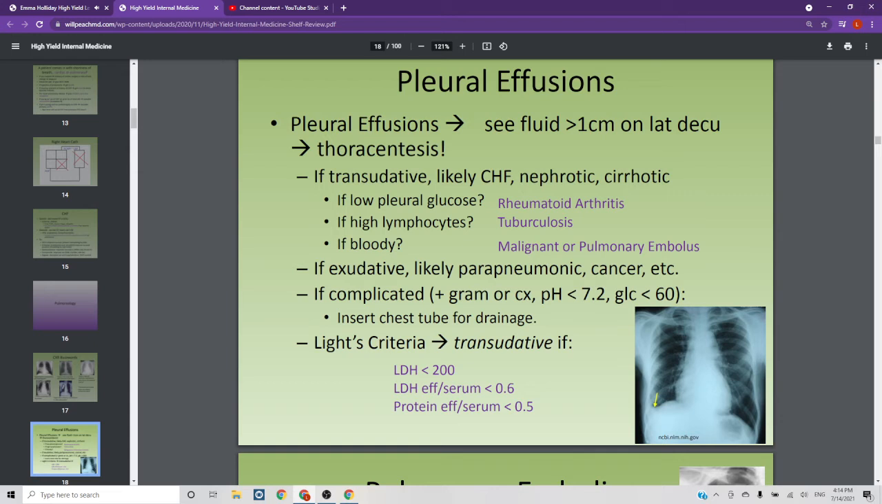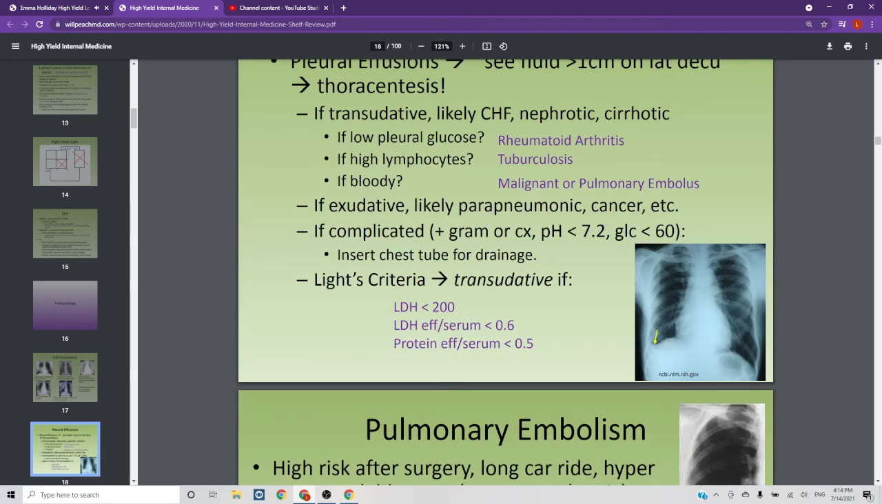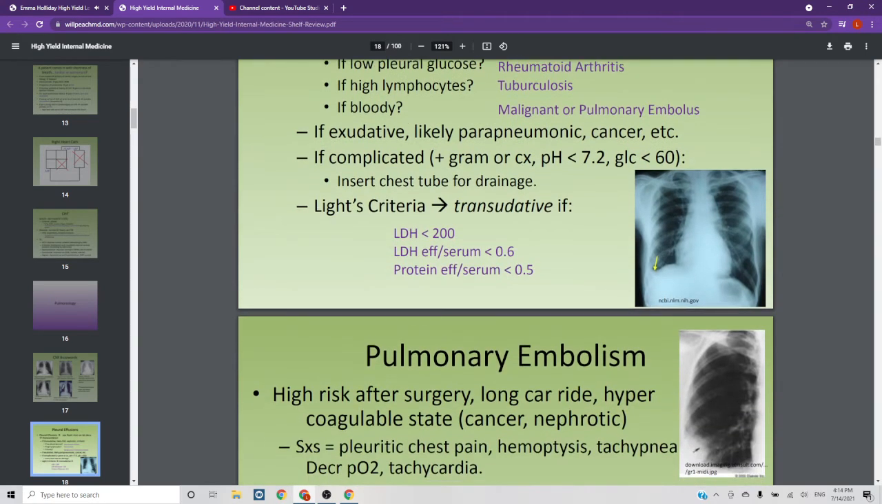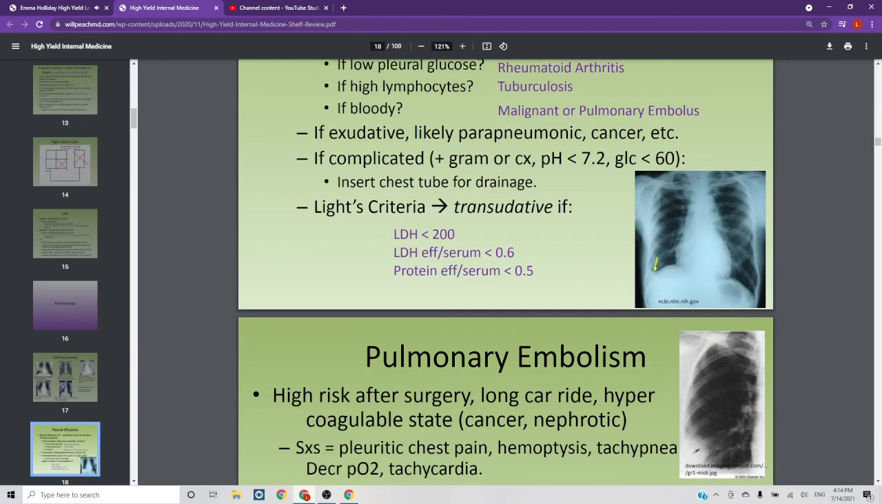High lymphocytes in a transudative effusion, that's tuberculosis. And if it's bloody, yeah, bad news. Either PE, and sometimes cancer-related pleural effusions can be transudative. So if it's exudative, the most common causes: cancer can also cause this type of effusion, and pneumonia is more common. A parapneumonic effusion is more likely to be exudative.